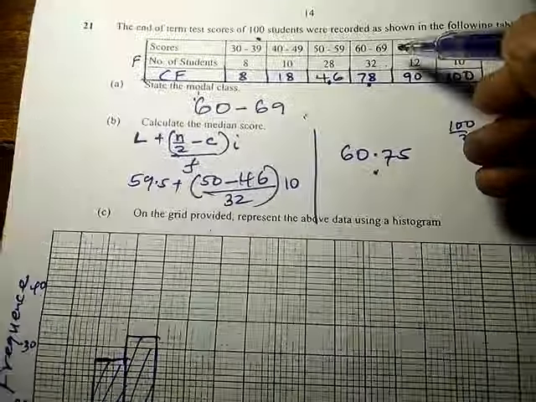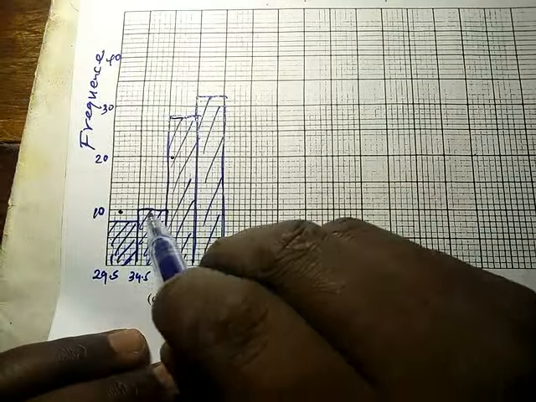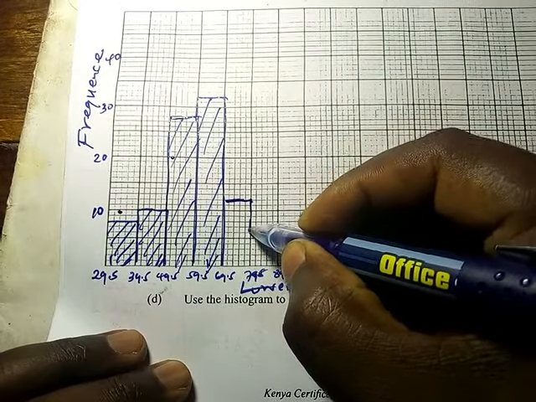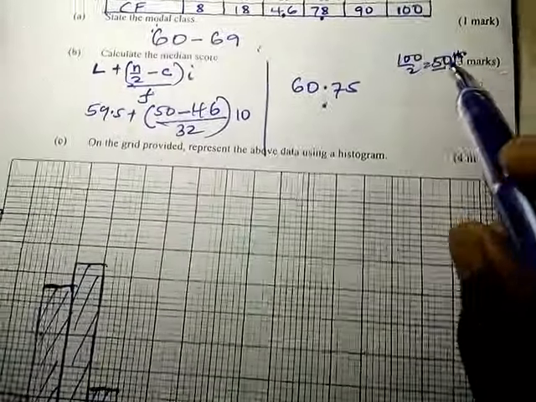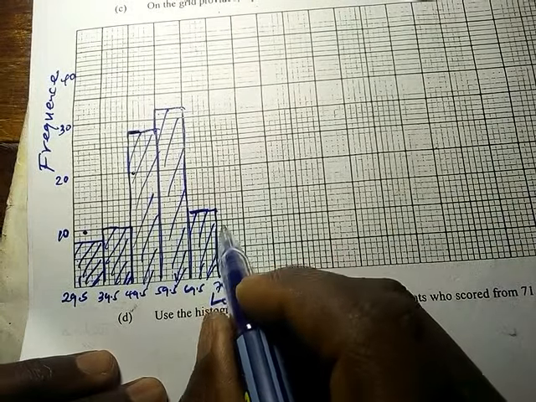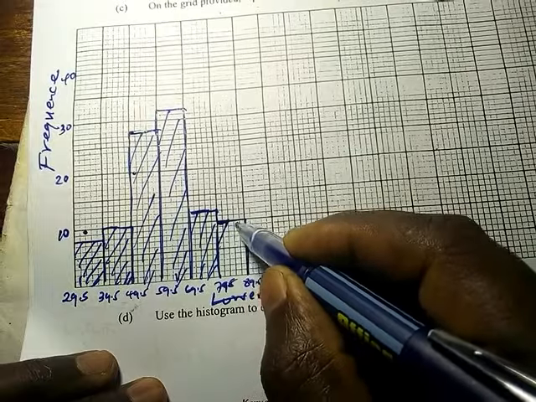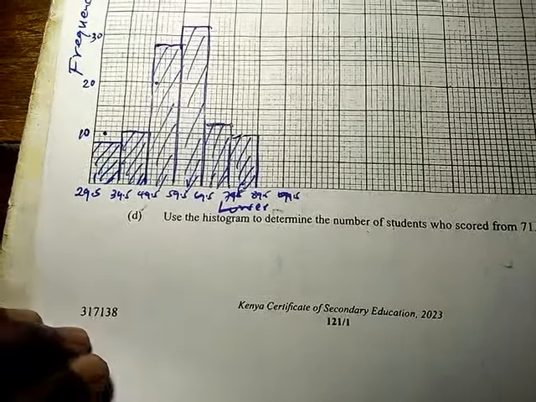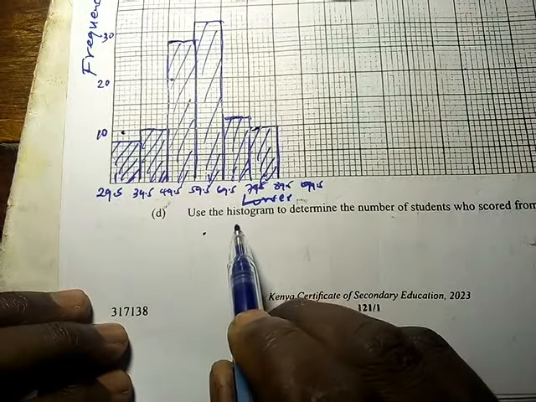The next one is 12. The frequency is 12. So this is 10, 11, 12 is here. You draw with a ruler. You shade like that. The next one is 10. 10 is here. You draw this, and there you are. You are done.